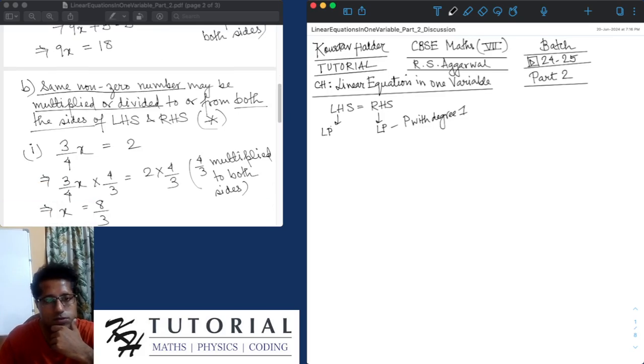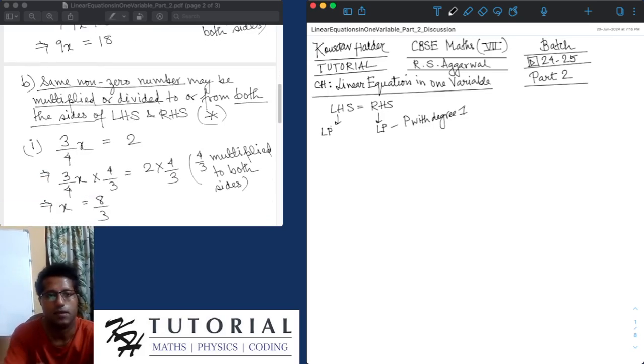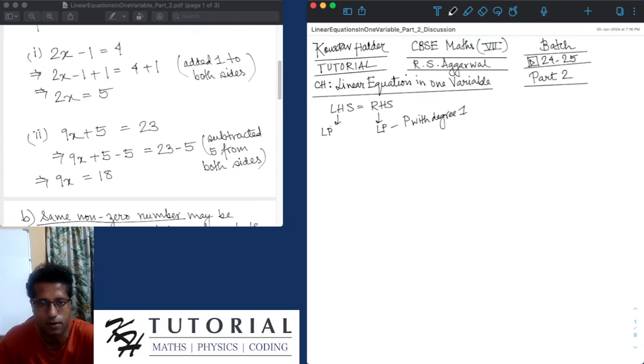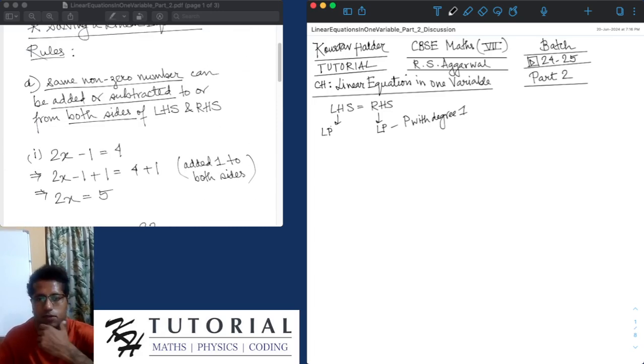The other rule is that you can multiply or divide both LHS and RHS by the same non-zero number. This is a very frequently used rule while solving an equation. So this is more important than the addition and subtraction of the same non-zero numbers.